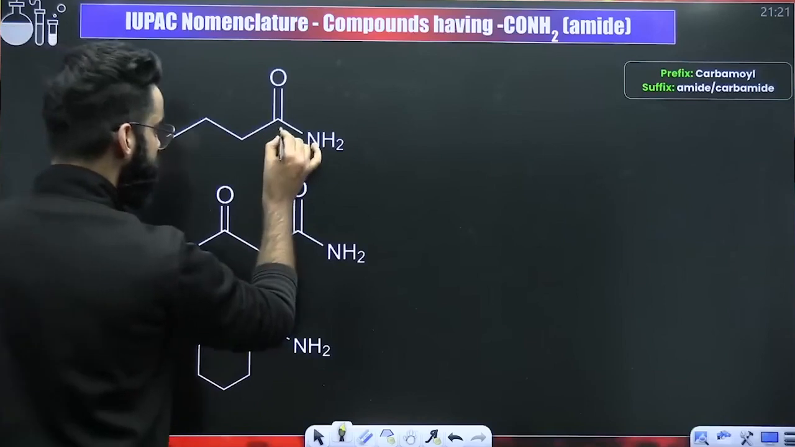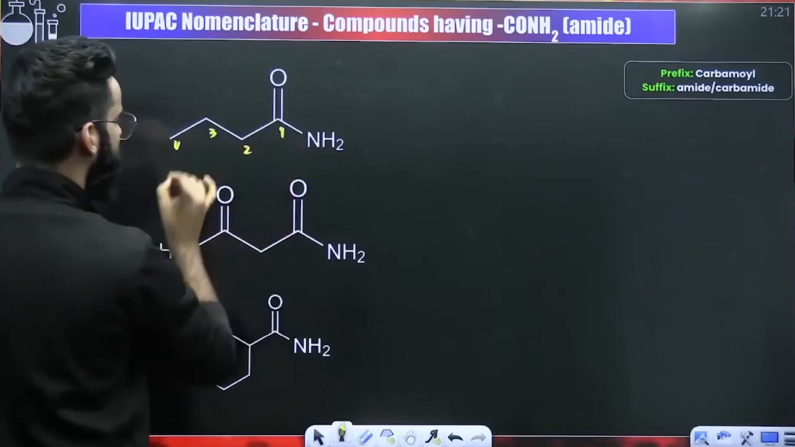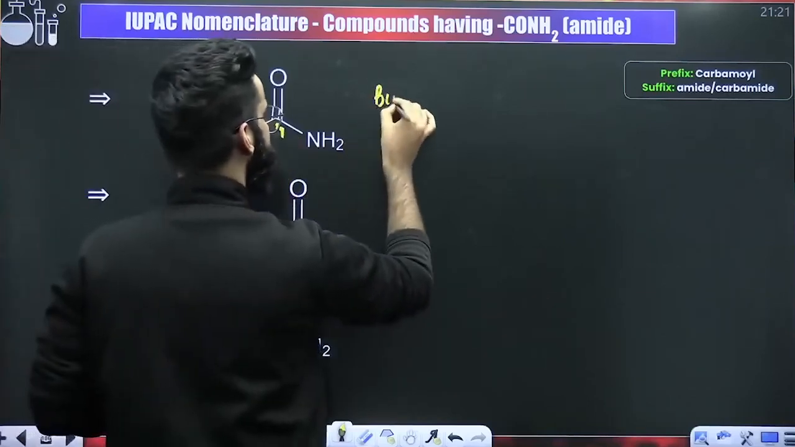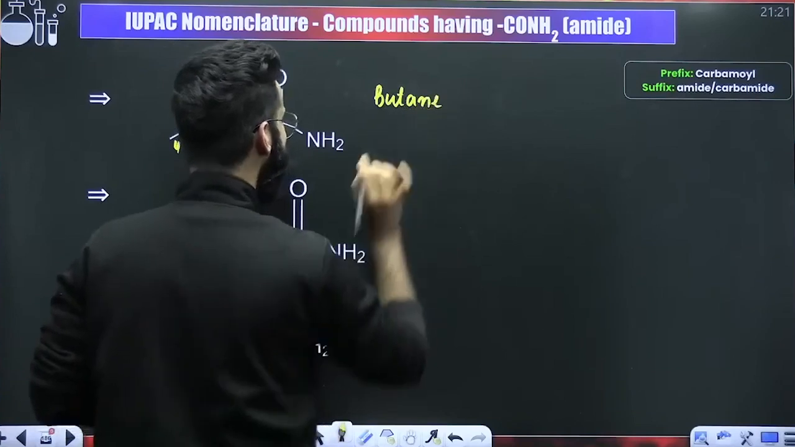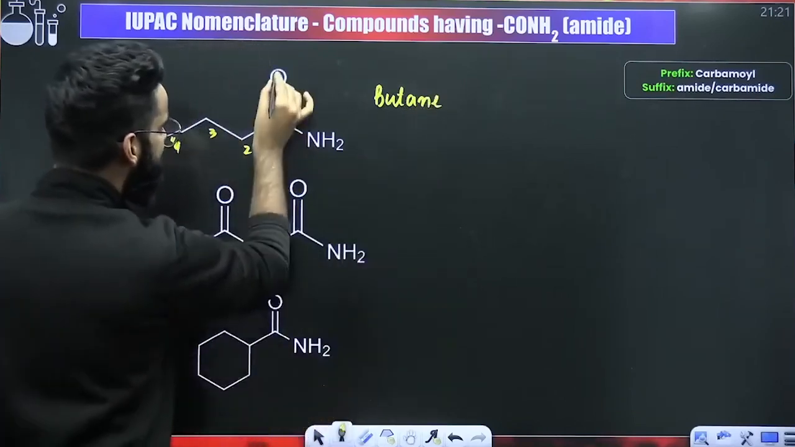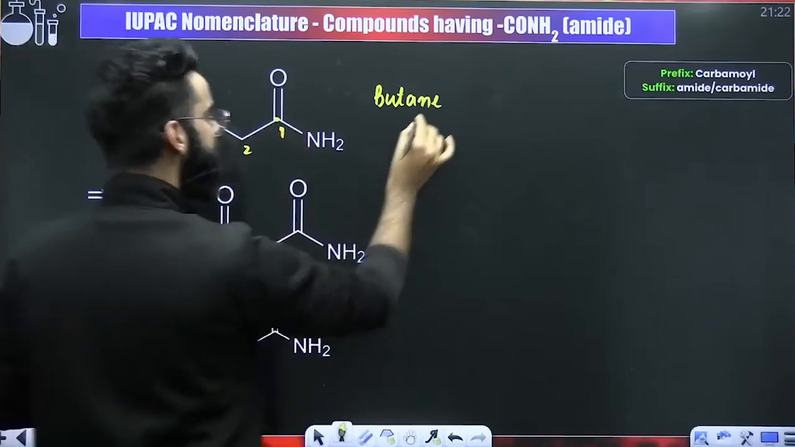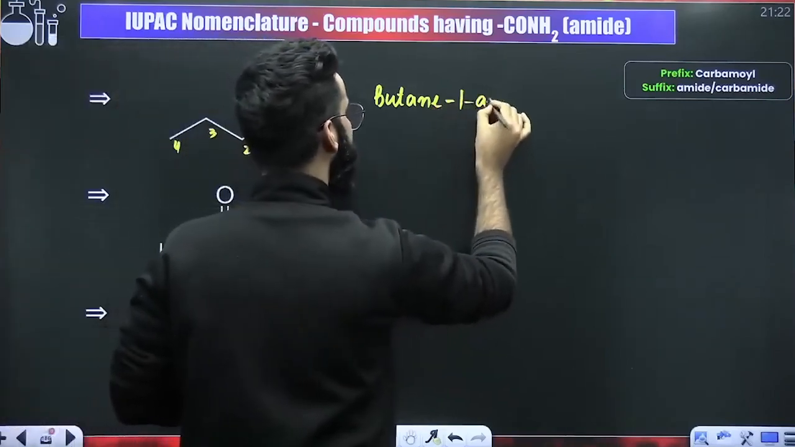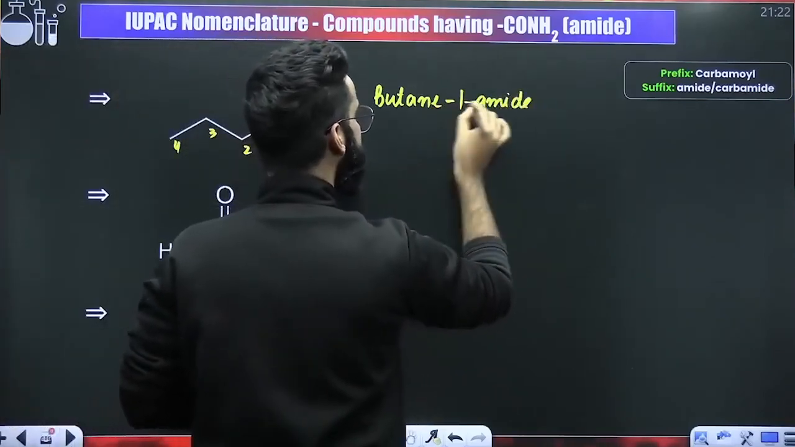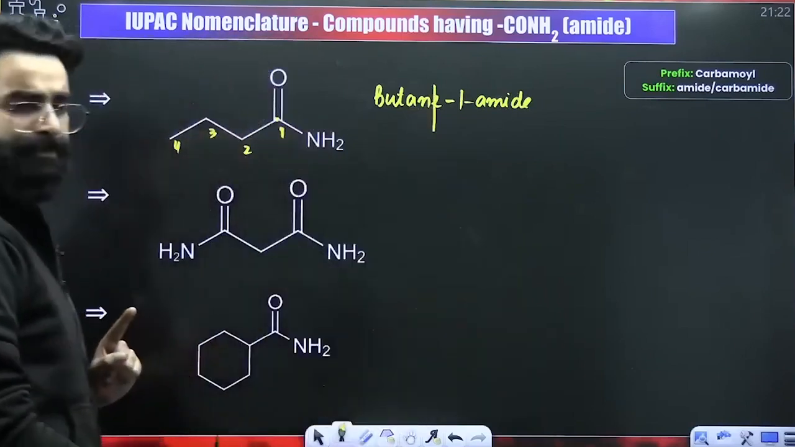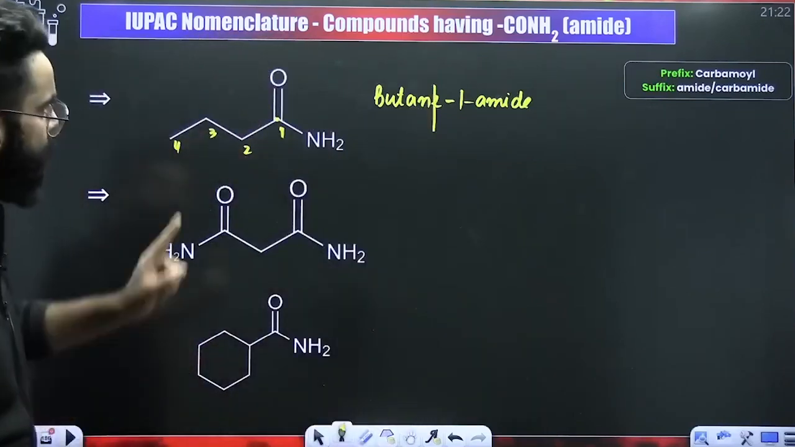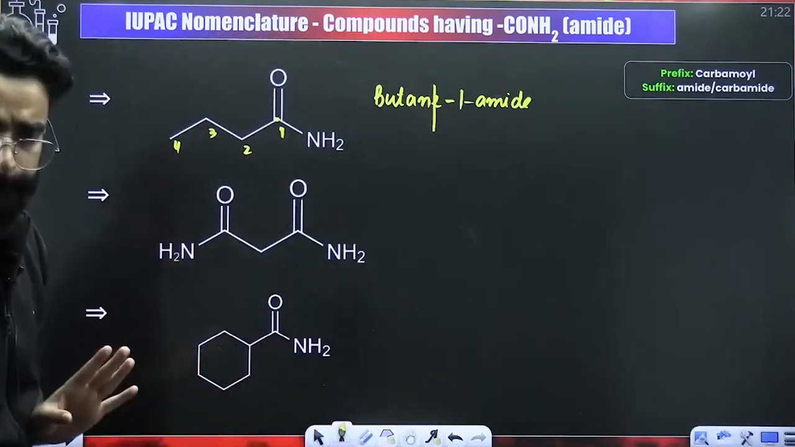Look at this one. This is 1, 2, 3, 4. So first of all, it is but. Everywhere single bond, so it's ane. This is C double bond O NH2, so the carbon of the amide group is part of the main chain. So I'll be using the suffix 1-amide. Now after E, a vowel sound starts, so drop the E. So it is butane-1-amide.